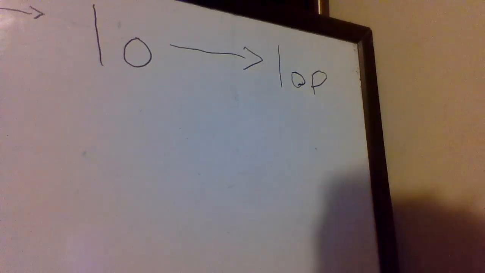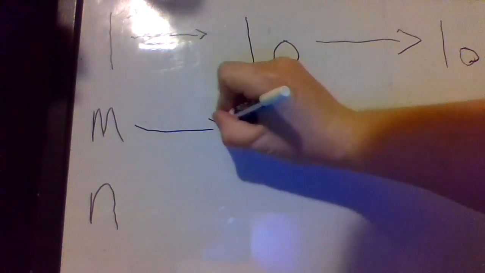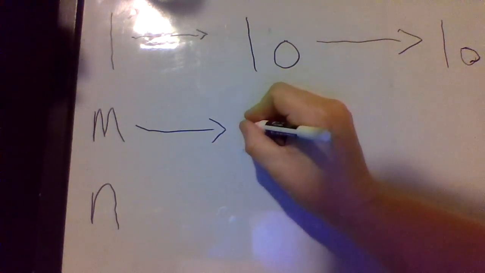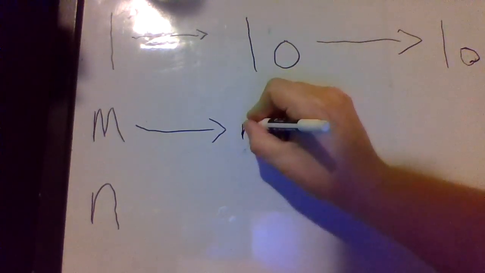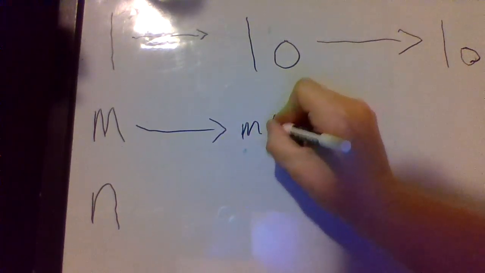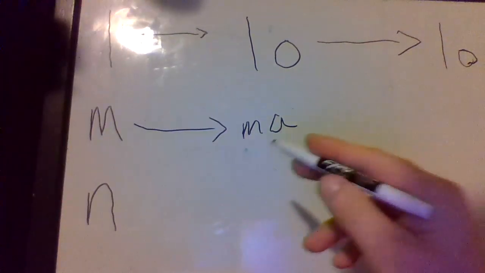Now we're going to move on to the M, and the M makes the M sound. So let's bring it over here, and we're going to pair it with another letter, a vowel. M. A. The short A makes the A sound. So we got M-A.